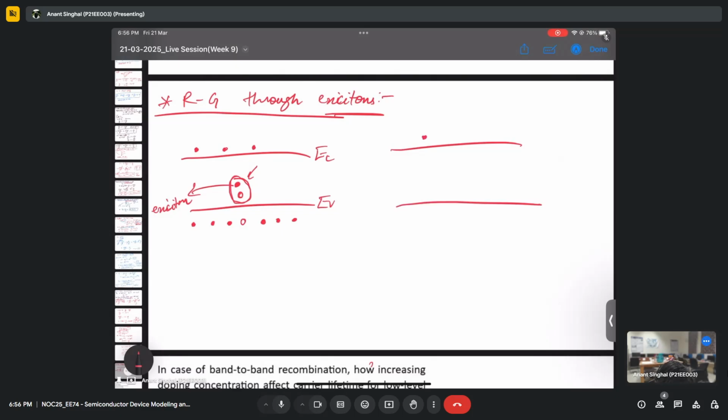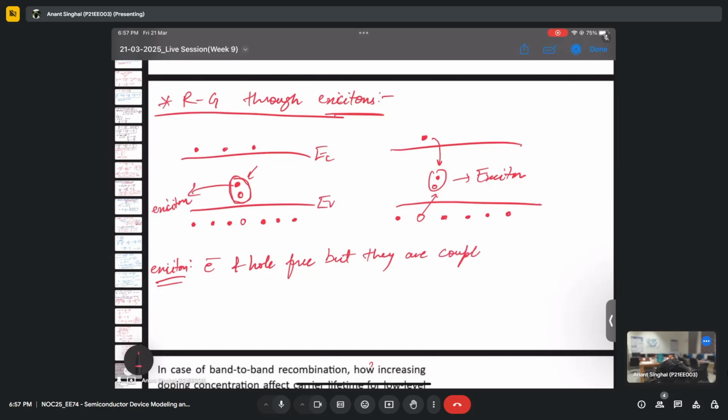And again, there can be an electron which can attract or interact with this. So again, this is an exciton. So basically, an exciton is an entity where you have an electron and hole free, that is not in the valence band, but they are coupled to each other. And this pair can easily diffuse, because it is always charge neutral, being an electron and a hole, so it can diffuse and move through the semiconductor.